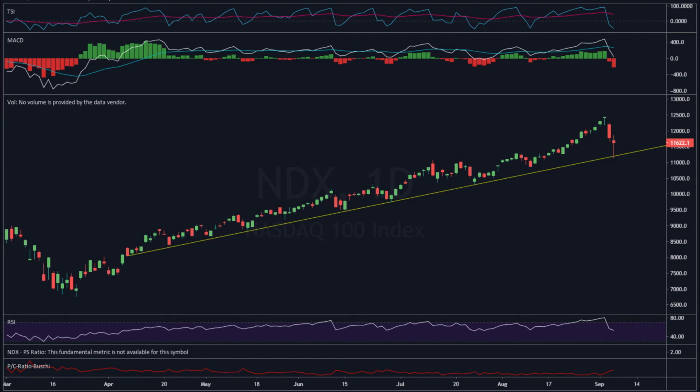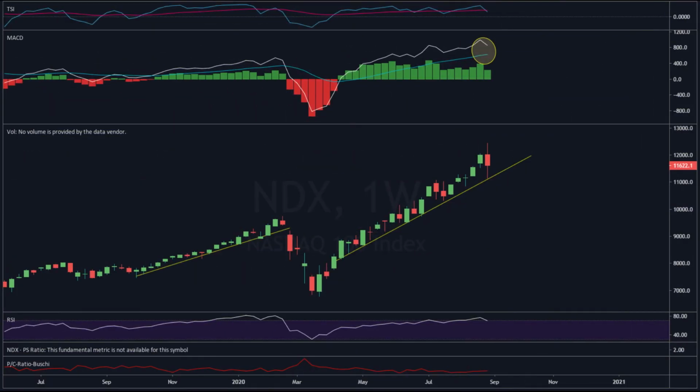But for now, the weekly MACD, as I am showing you, has over 20 years of historical accuracy when it comes to the chart of the NDX. That is the one we are watching.